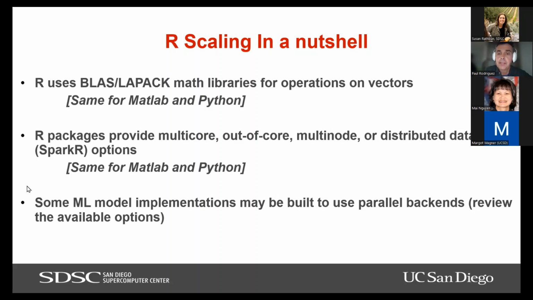There are R packages that help you support out-of-core, multi-node, or distributed data processing, and the same for MATLAB and Python. Whether you use one or the other, nowadays a lot of these tools have very similar features, and we'll talk a little bit more about some of that. And as I said, some of the machine learning implementations on R may be a little bit better. Maybe they've worked in the parallel backend. So depending on the model you run, you might have to review what the available options are.